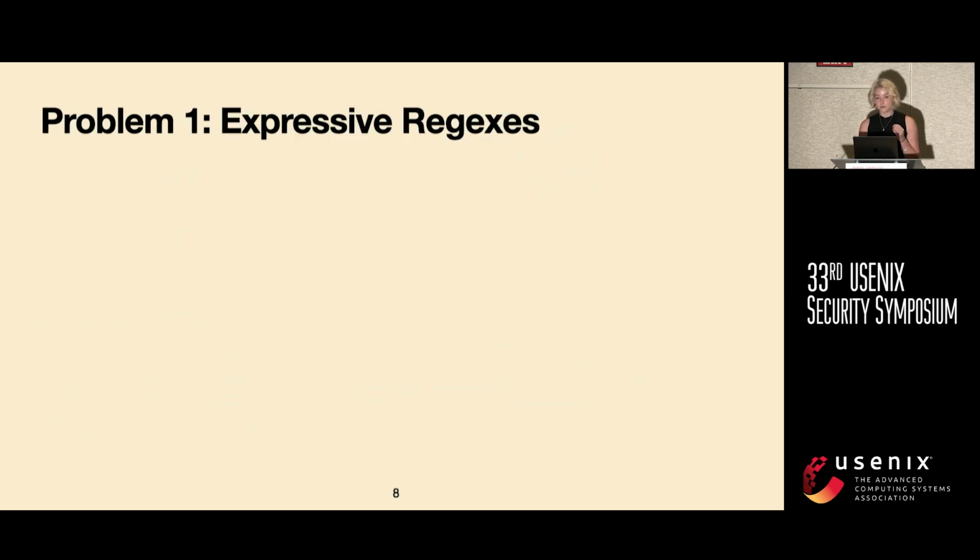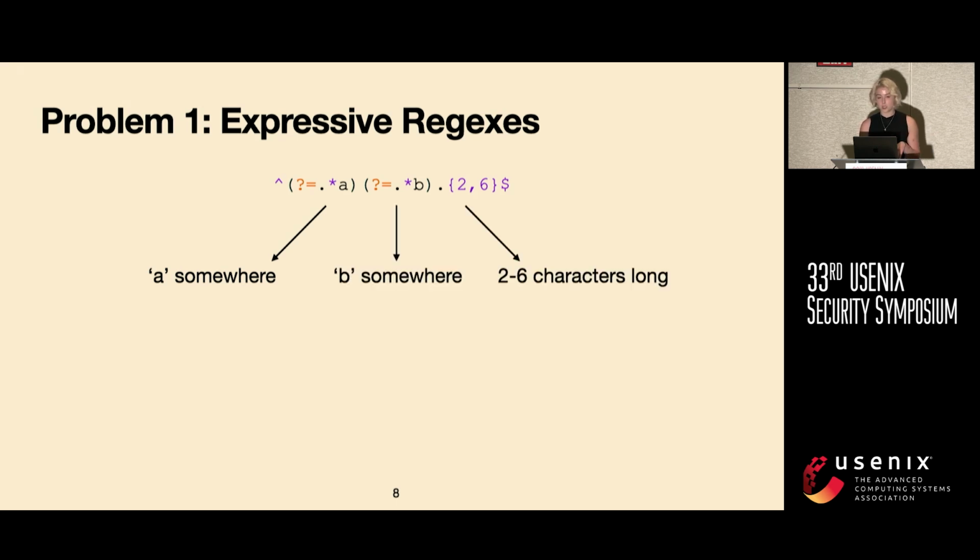The first is that of regex expressiveness. So the regex on the previous slide, pretty straightforward. But what about a regex like this? This regex contains something called a look-ahead. And what it essentially is saying is that we want a regex that has an A somewhere in the document, doesn't matter where, a B somewhere, again, doesn't matter where, and we need our document to be between 2 and 6 characters long. You can see how this is useful for something like strong passwords, where we want to say, you have to have 3 uppercase, 2 lowercase, a special character, and a number.